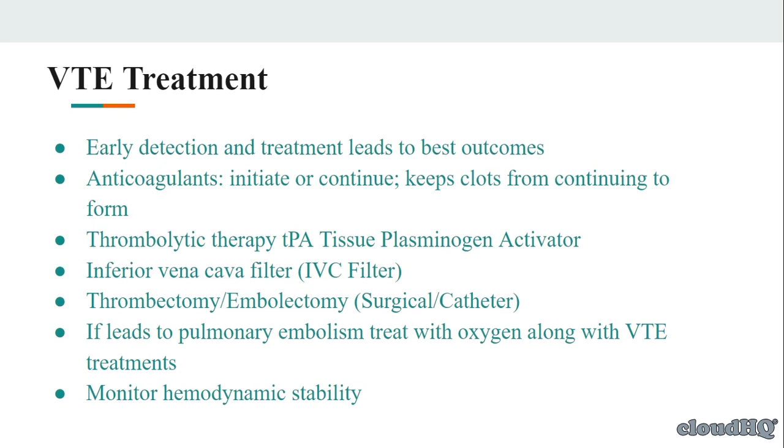If it leads to a pulmonary embolism, you're going to want to treat with oxygen along with all of the other treatments, and monitor hemodynamic stability. For treating with anticoagulants, heparin has a short half life, so it's optimal if the client may need thrombolytic therapy or surgery to treat the VTE, such as an IVC filter or an embolectomy. You want to monitor the PTT. You could also use low molecular weight heparins, like Lovenox.